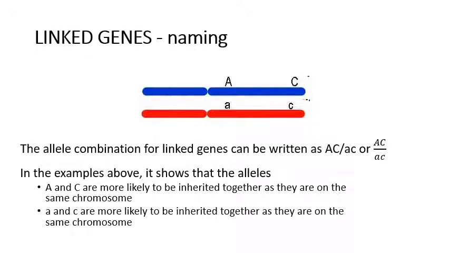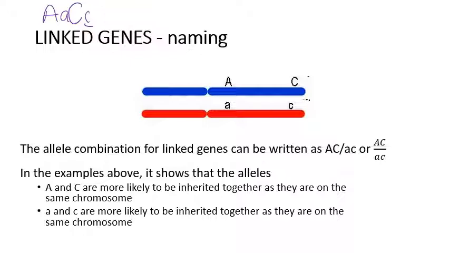So when we're looking at linked genes, we also need to think about the way that we are labeling or writing down the genotype for these individuals. Typically, when we were looking at independent genes, if we were looking at an individual that was heterozygous for both traits, we would have written capital A, lowercase a for the first trait, and then capital C, lowercase c for the second trait. And we would have written them right next to each other in a straight line.